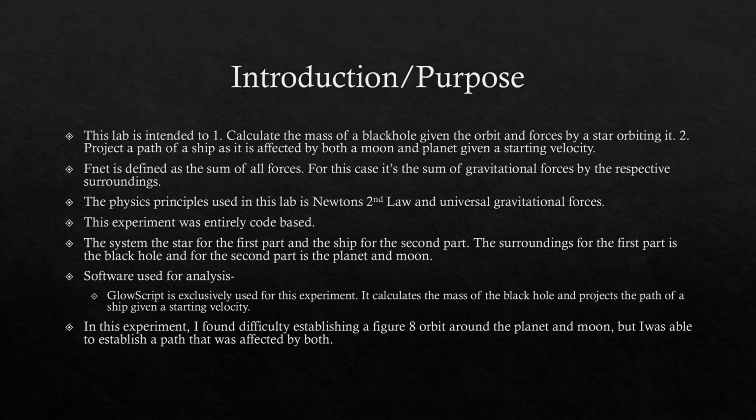GlowScript in this case was used to calculate the mass of the black hole and project a path of the ship given the starting velocity and gravitational forces of the planet and the moon. In this experiment, I found difficulty establishing a figure-8 orbit around the planet and the moon, but I was able to establish a path that was affected by both gravitational forces.